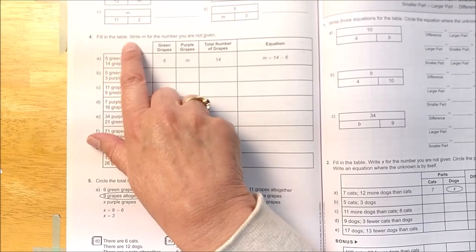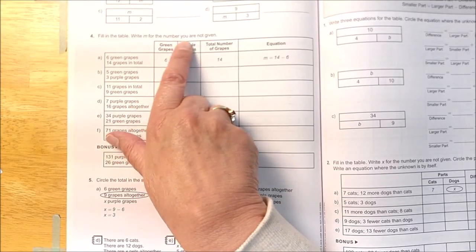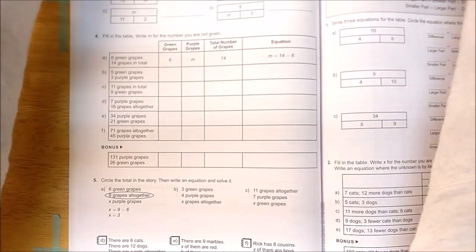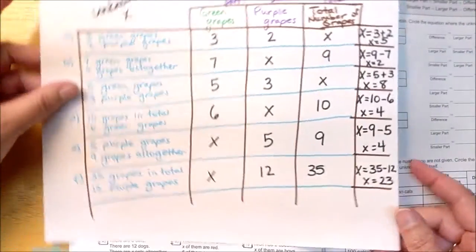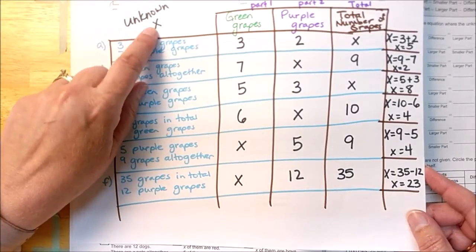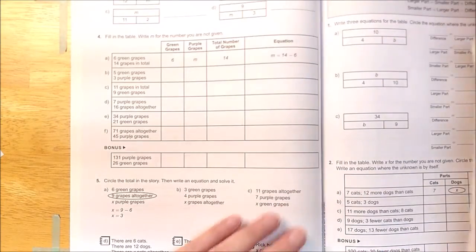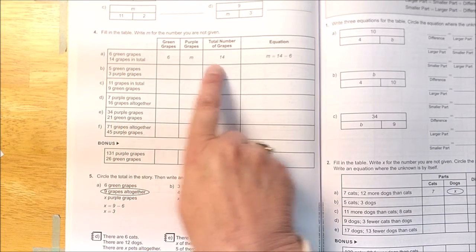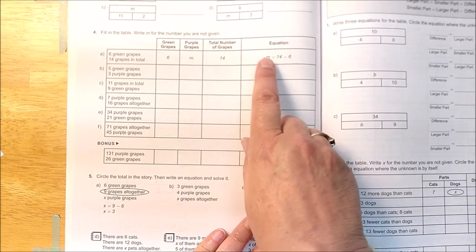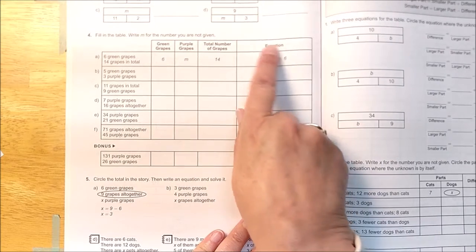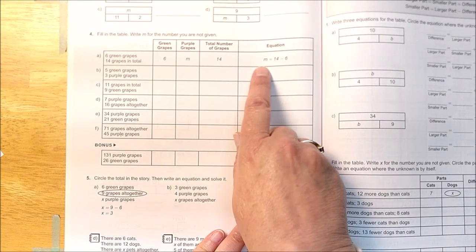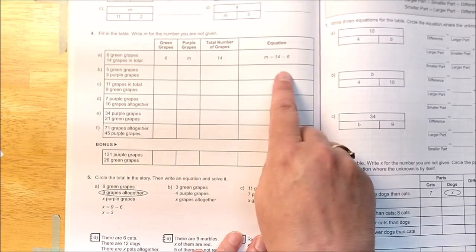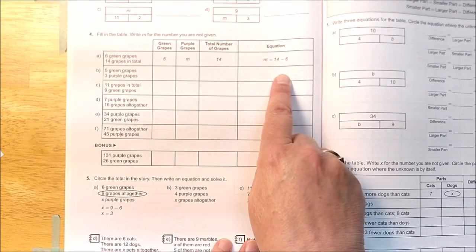Here you need to fill in the table. Write M for the numbers that you are not given. So this is just like this table that we did right here, except we put X, they want you to put M. So green grapes, 6 of them, 14 in total. There it goes. Then they want you to make an equation where the M is by itself. Here's your information, fill it in, write your equation where M is by itself.